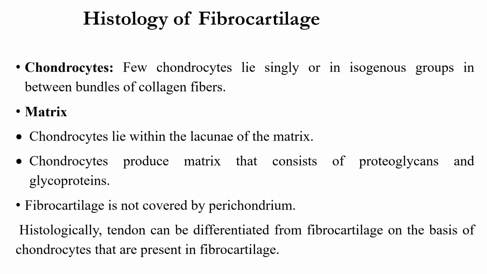So in the fibrocartilage, there are more amount of collagen fibers, and chondrocytes lie either single or in isogenous groups, and mainly the chondrocytes are arranged in rows between the bundles of collagen fibers, and the chondrocytes lie in the empty spaces or lacunae of the matrix, and chondrocytes are able to produce matrix which mainly consists of proteoglycans and glycoproteins. Again, the point to remember is fibrocartilage is not covered by perichondrium.